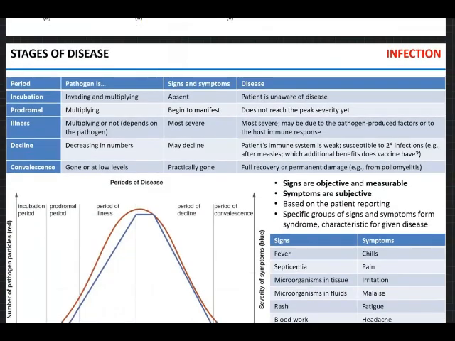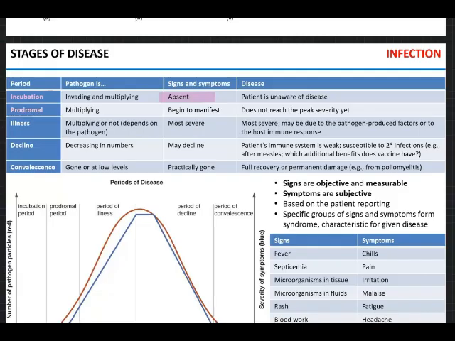So here we get into the stages of disease. Stages are right, the graph is wrong. I will explain why. So first stage is incubation. You don't have signs or symptoms. That's a definition. You shouldn't have.